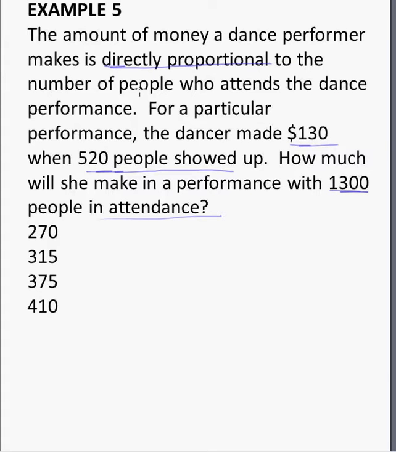Okay, so the first thing you want to do: the money I make is supposed to be proportional to the number of people who come. So now my M is representing the amount of money I make, and my P represents people. You notice I'm using M to represent money, so it makes life easy for me to differentiate between M and P. P is people, M is money.